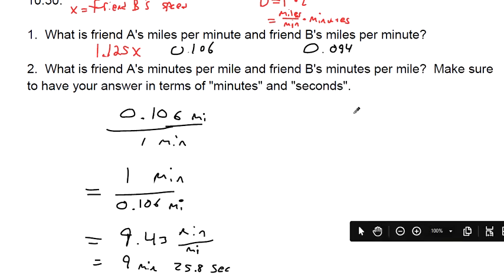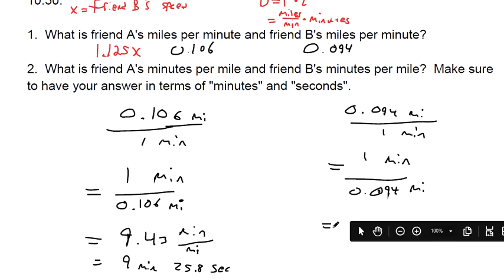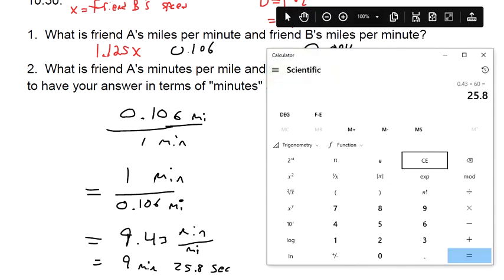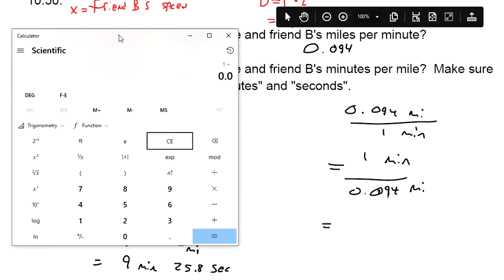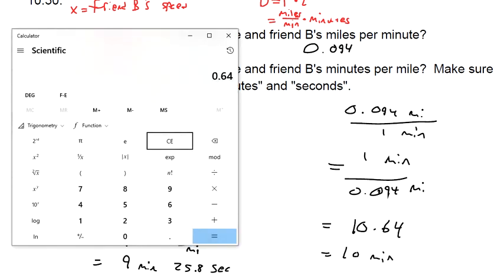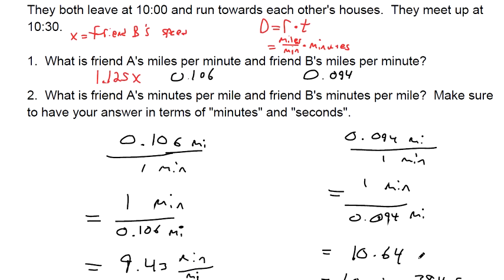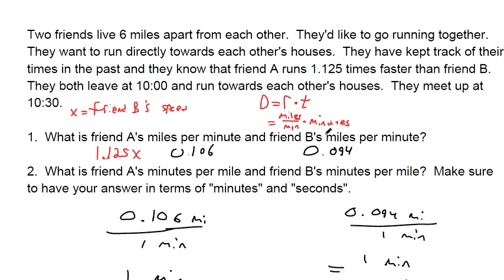Okay, and you just do the same thing with the other rate. It's 0.094 miles per 1 minute. That's the same thing as 1 minute per 0.094 miles. You divide that in your calculator. 1 divided by 0.094 is 10.64 minutes per mile, which is 10 minutes. And then to convert the 0.64, we're going to take 0.64 times 60 seconds in a minute. 10 minutes, 38.4 seconds. Okay, so you'll do the same thing for your problem of the week as what I did here, just with different numbers.